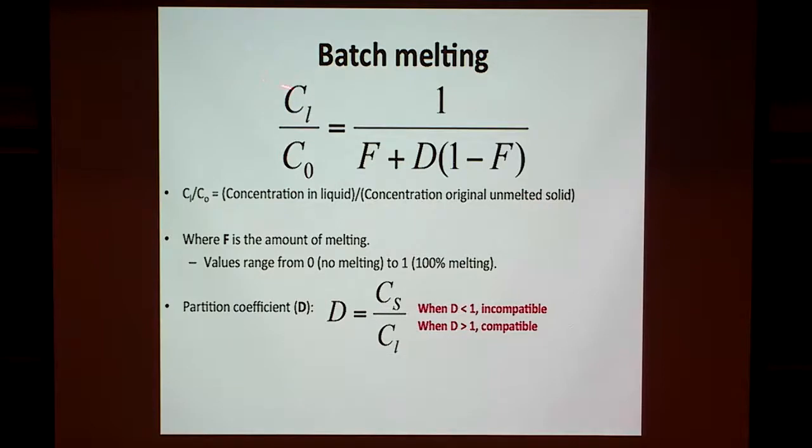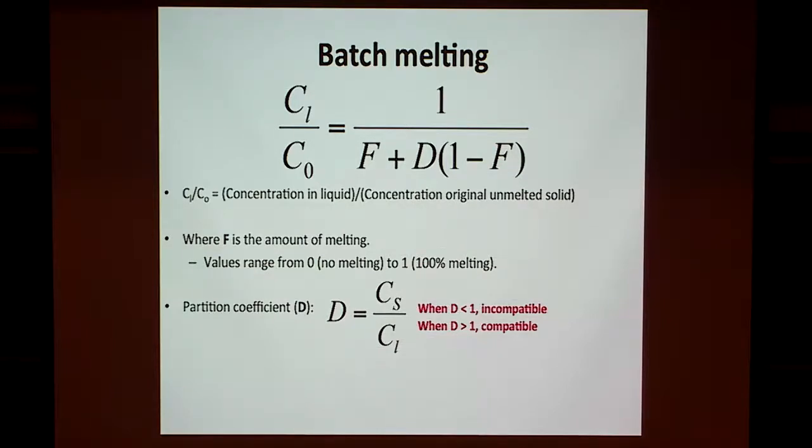Here is the concentration in the liquid, the melt, of a particular trace element. Let's say strontium. And this is the concentration of strontium in the original unmelted solid. So this doesn't change. This number goes up and down depending on how you vary F and D. F. What's F? F is the amount of melting. It's the fraction of melting. And the values range from 0, F is 0, no melting occurs, to F is 1, where you have 100% melting.